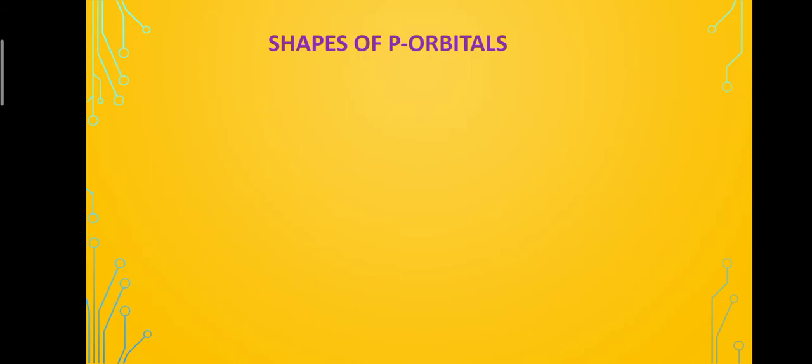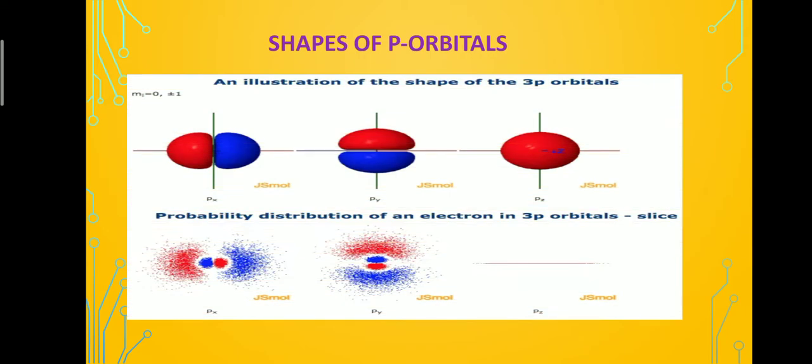Next one, shapes of p orbital. For a p orbital we have three different orientations possible, and it is given as px, py and pz. And for p orbital we also have a nodal plane. So that is this one. This thing we'll call as a nodal plane.